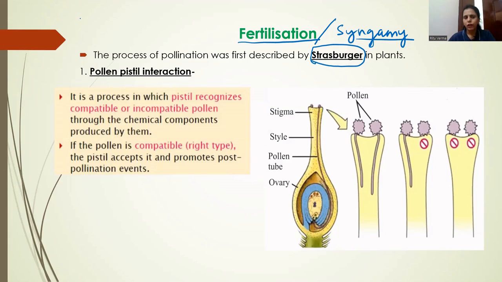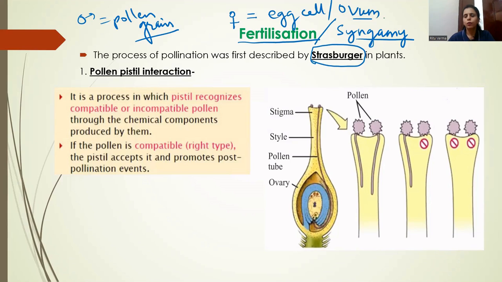We know that in flowering plants, the male gamete is actually present inside the pollen grain, and the female gamete is the egg cell or ovum. This egg cell or ovum is present inside the ovary, right? Now, the first very important step in the process of fertilization is pollen-pistil interaction. Pistil is the female reproductive organ of the flowering plants.